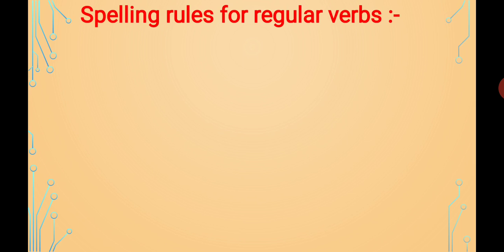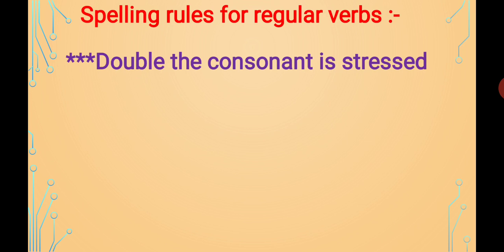Let's see and revise the spelling rules of regular verbs. The first rule is double the consonant if stressed. When, before adding D or ED to the verb, the last letter is stressed, in that case we write the last letter twice if it is a consonant. Stop, then stopped. We make stop in past tense like stopped.